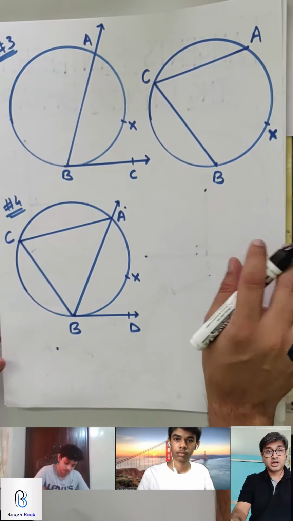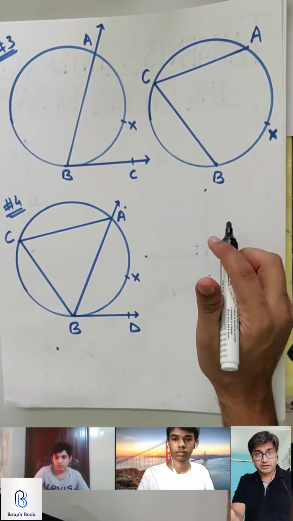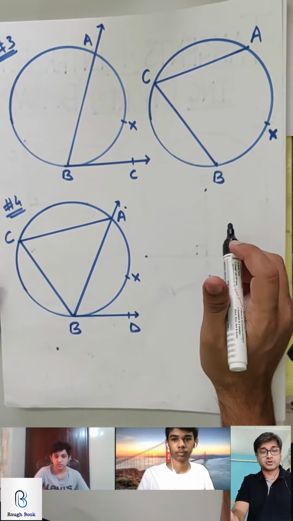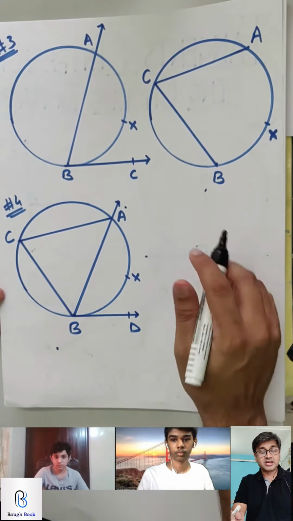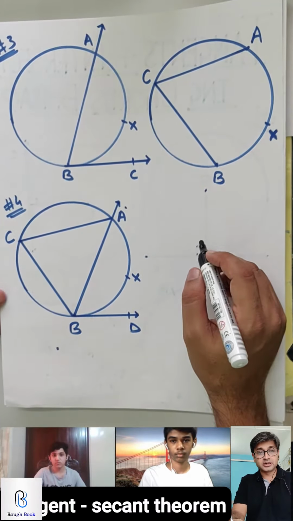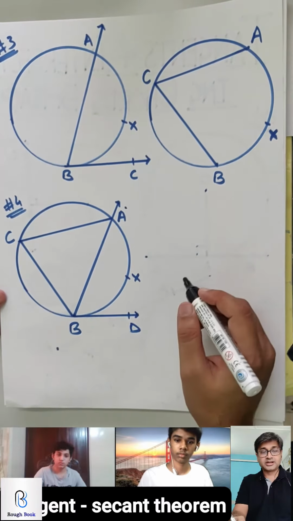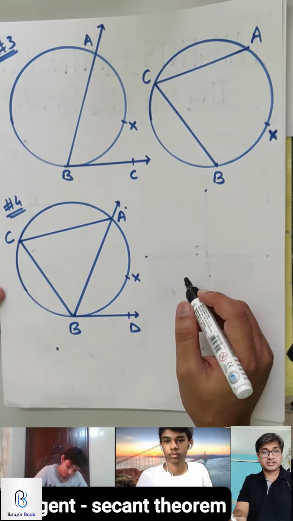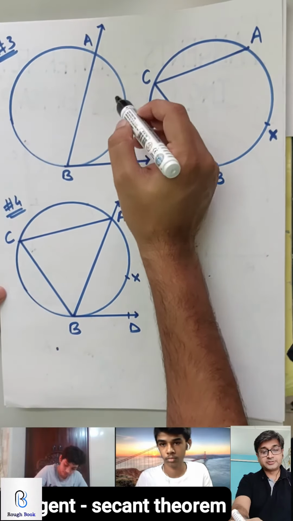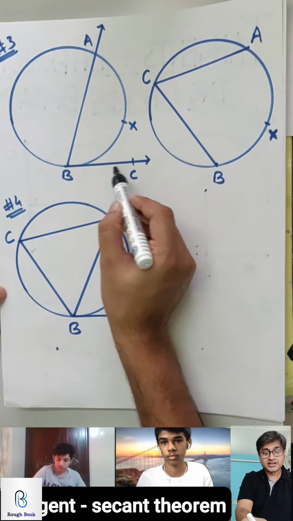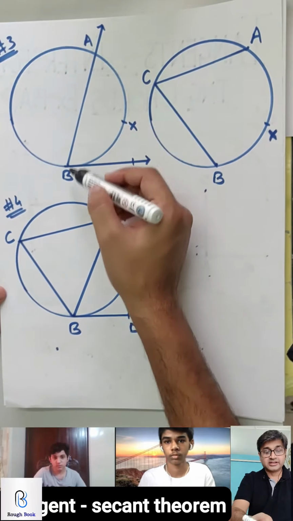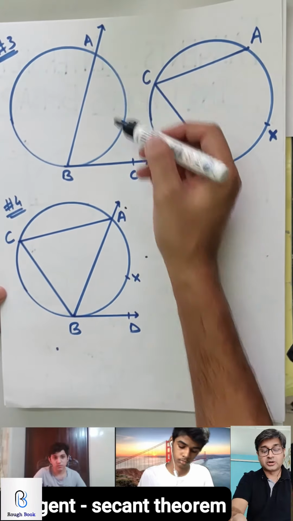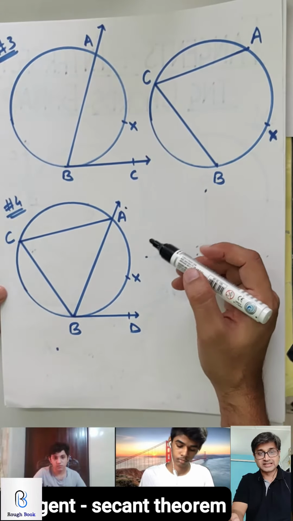Property number 3. Now property number 3 is very important. Why? That I will tell you very soon. The name of the property is tangent secant theorem. Write it down. Tangent secant theorem. Right over there on the screen also you will be able to see. What does this property say? So this is your tangent and this is the secant. A secant is any chord which goes outside the circle. It's called a secant.